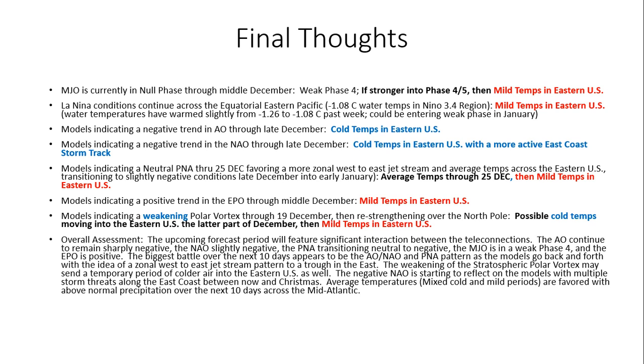But then the forecasts are indicating more of a transition to a slightly negative PNA through late December and early January. Now that could yield possibly milder or above average temperatures in the eastern U.S. at that point. Models are indicating a positive trend in the Eastern Pacific Oscillation, EPO, through mid-December. That would indicate milder temperatures in the eastern U.S., really coast to coast, with a positive EPO. You get more milder Pacific air and a more zonal jet. So there are 2 teleconnections that could potentially lead to a more zonal west to east jet stream, with less amplification to it.